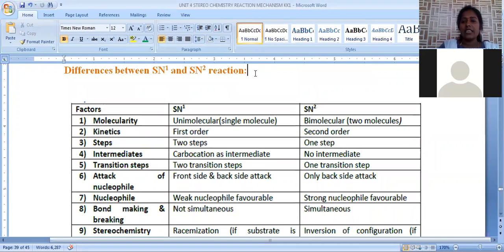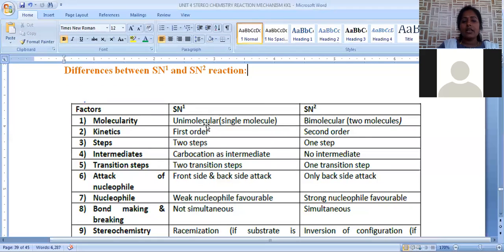Now, let us see what are the basic differences between SN1 and SN2 reaction. So, in your examination, it is also possible to ask to differentiate SN1 reaction from SN2 reaction. Otherwise, write the similarities or comparison between SN1 and SN2 reaction. We can analyze what are the major differences between these two.